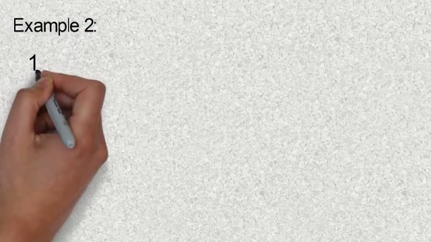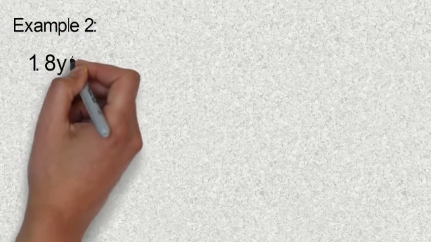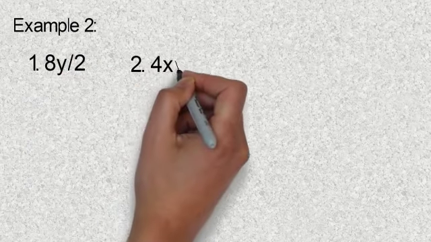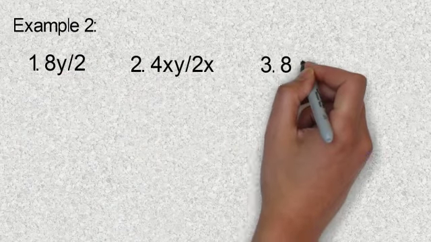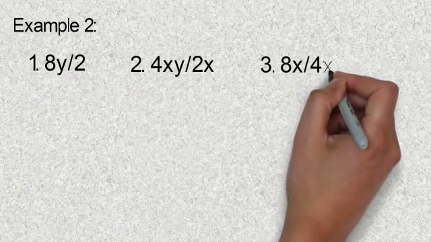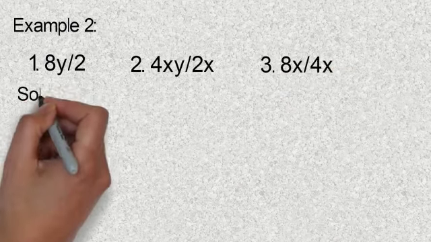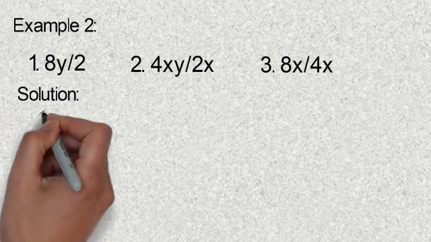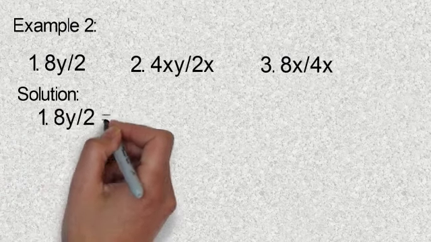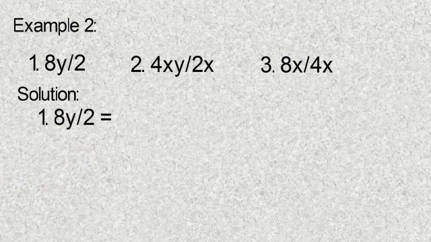So example 2 says 1. 8y divided by 2. 2. 4xy divided by 2x, and 3. 8x divided by 4x. So how do we solve it? Very simple and straightforward, like we do in our normal division. Here we just have 8y carrying a variable. So what do we do? We have our 8 over 2.